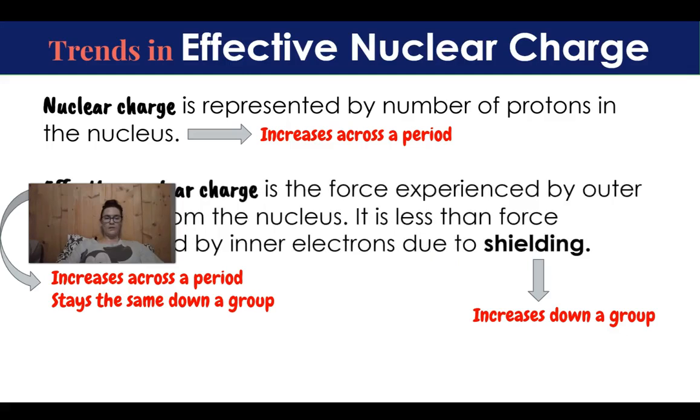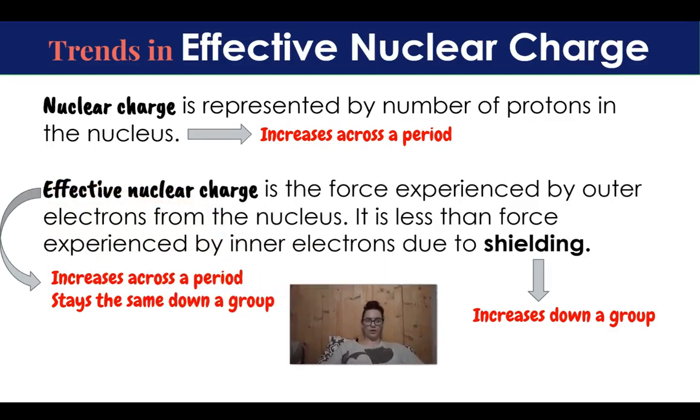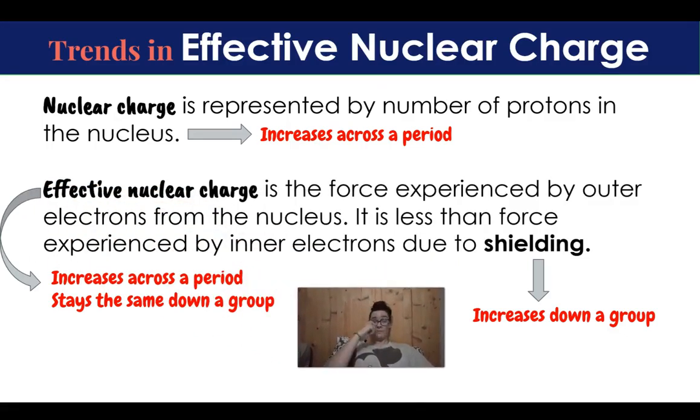Okay, so let's look at trends in effective nuclear charge. Nuclear charge is represented by the number of protons in the nucleus. So of course, as you go from left to right, the atomic number gets bigger, so the nuclear charge is going to get bigger. And nuclear charge also increases down a group because atoms are getting bigger. There's more protons as you go down the group. But effective nuclear charge is different.